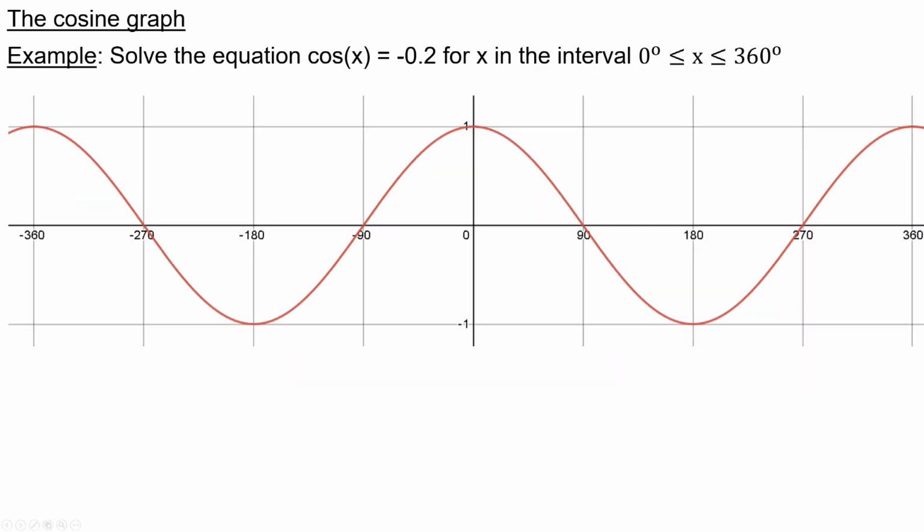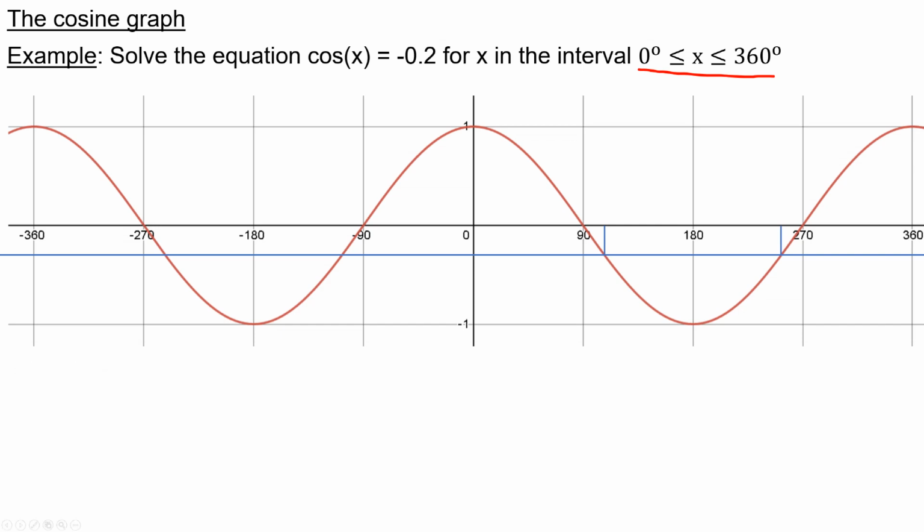Here's an example of an equation. We want to solve the equation cosine of x is equal to minus 0.2 for x in the interval 0 degrees to 360 degrees. First thing I'm going to do, as before, is draw the horizontal line y is equal to minus 0.2, and then indicate that wherever it hits the graph, this blue line, we have solutions.